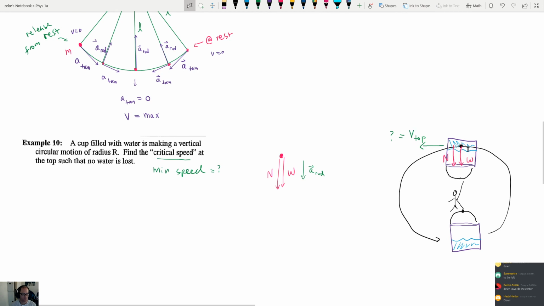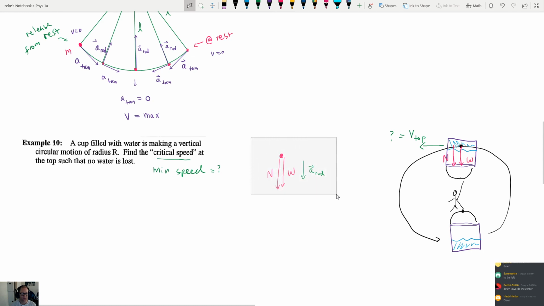Gravity cannot make the water go left, right? Gravity cannot make the water go right, because it only points straight down. So there's no tangential acceleration, and it's not accelerating to the left. All of the acceleration is downwards. Okay, so that's our scenario.